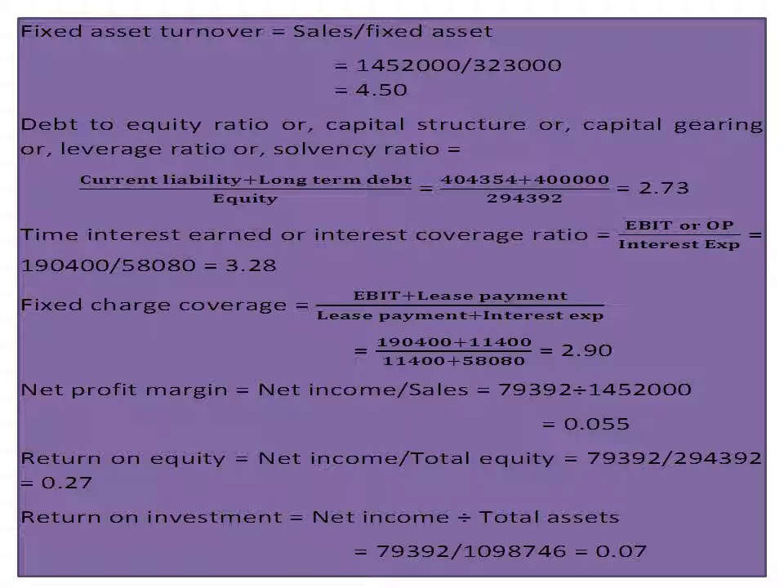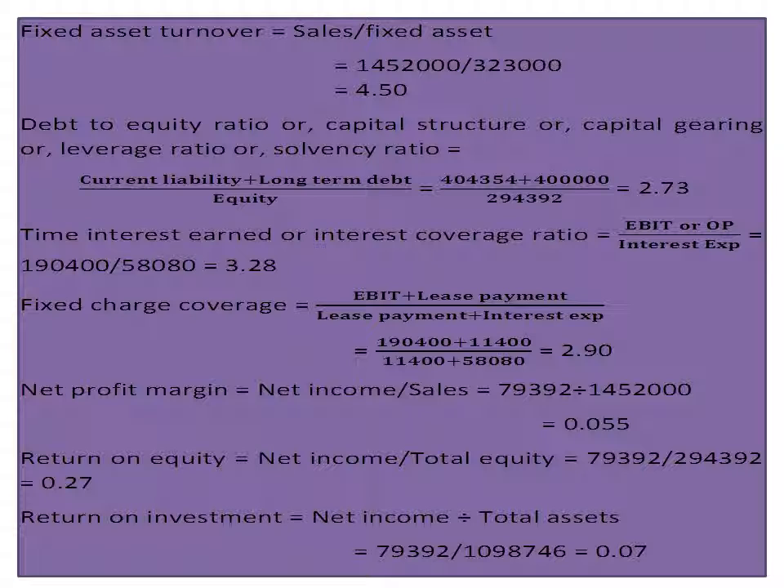Time interest earned or interest coverage ratio equals earnings before interest and tax, or operating profit, divided by interest expense. Here we have found time interest earned ratio 3.28. Fixed charge coverage equals earnings before interest and tax plus lease payment divided by lease payment plus interest expense. When we find lease payment in the question, then we include it in fixed charge coverage, otherwise not. So fixed charge coverage is 2.90.